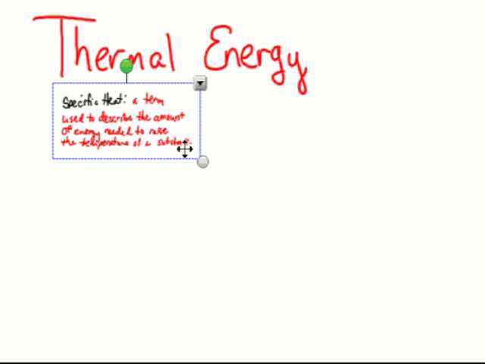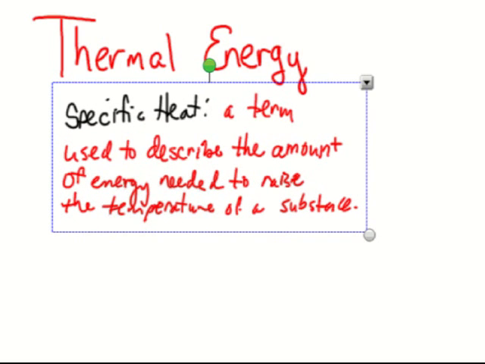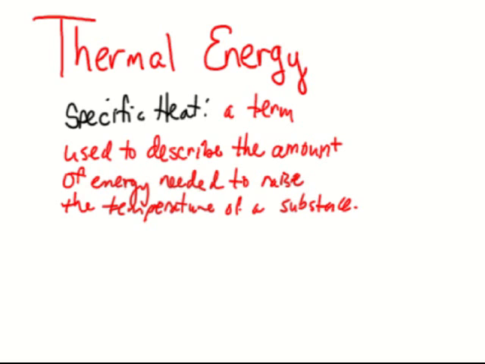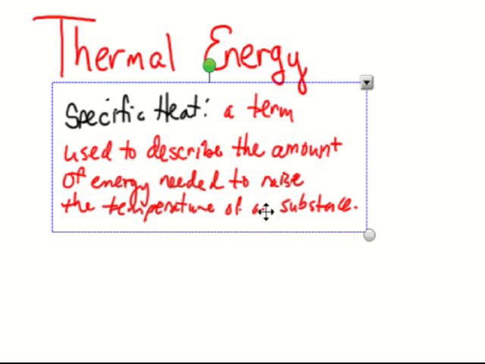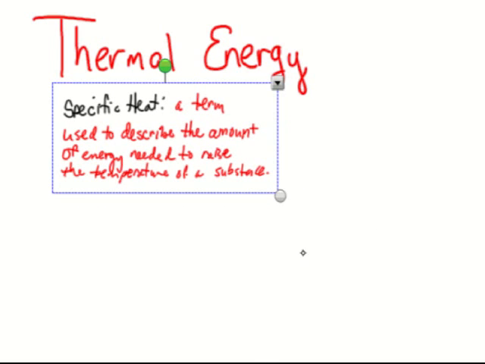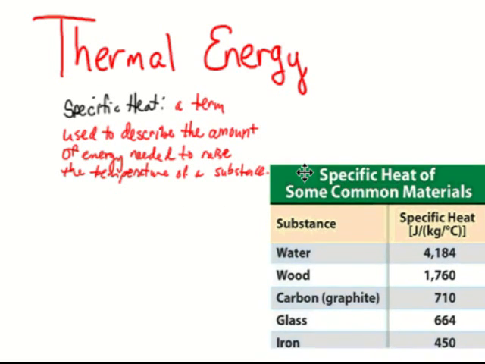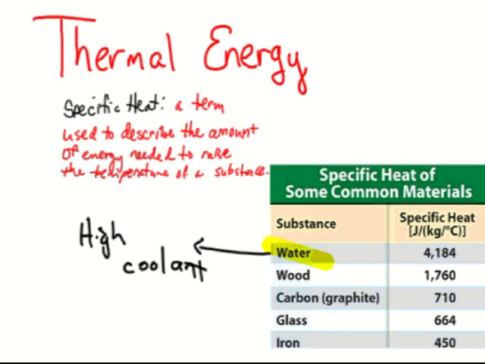Another important feature of thermal energy is that objects have a specific heat, which is a term that we use to describe the amount of energy needed to raise the temperature of a substance. Different substances have different specific heats. This chart from the textbook shows us some common materials that have various specific heats. As you can see on the chart, water is a great coolant because it has a high specific heat. What that means is, because it has a high specific heat, it is able to absorb more heat from hot objects. So we use it as a coolant.